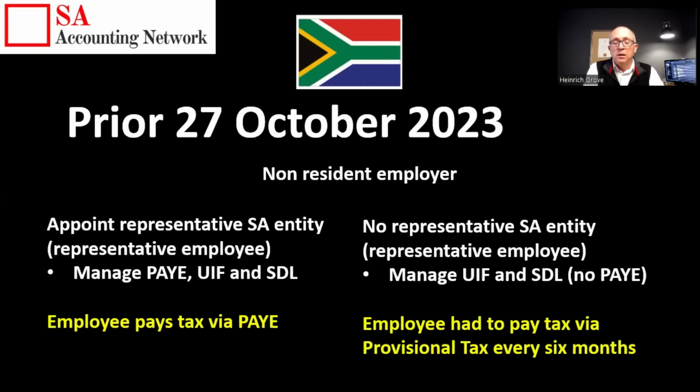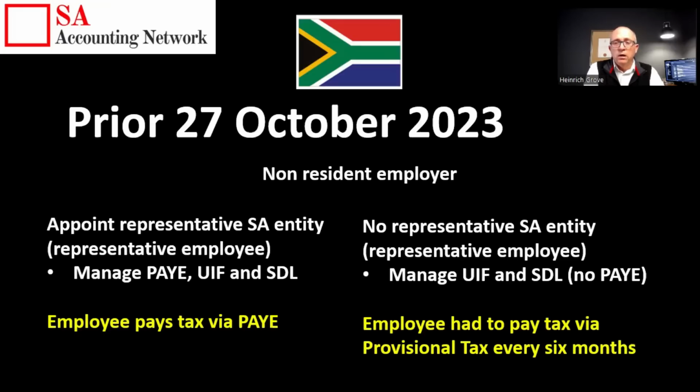So it was the responsibility of the employee to pay over his own tax, whereas if you had a representative SA entity, then that entity had the responsibility to pay over the tax on a monthly basis. So obviously with this tax system over here, there was a delay in the timing of when SARS received their money. So that is the big issue that they're trying to close here.